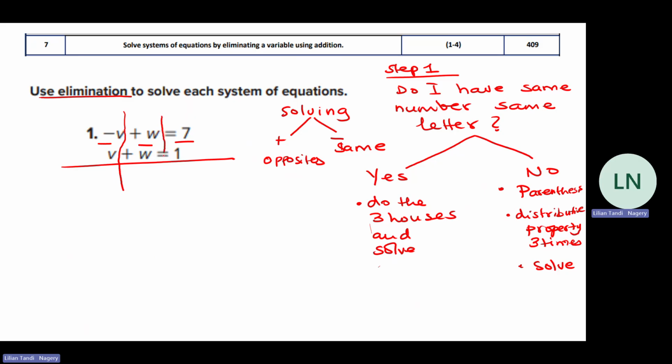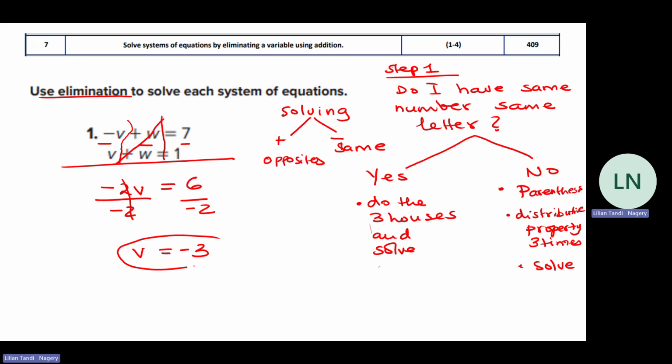So, okay, this will be 0. This will be negative 2v. Negative 1v minus 1v will be negative 2v. 7 minus, write it like minus so you don't get confused. 7 minus 1 is 6. Divide both sides by negative 2. This goes away. V equals negative 3.